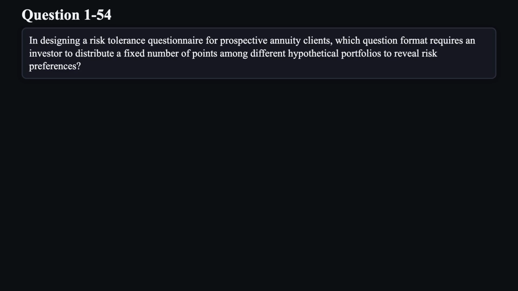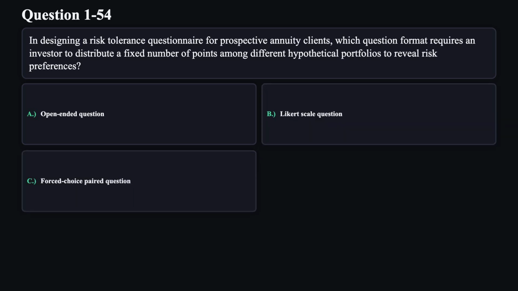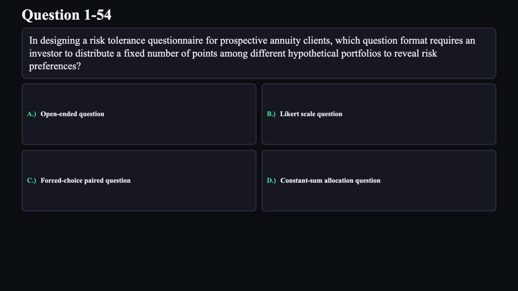Question 54. In designing a risk tolerance questionnaire for prospective annuity clients, which question format requires an investor to distribute a fixed number of points among different hypothetical portfolios to reveal risk preferences? A. Open-ended question. B. Likert scale question. C. Forced choice paired question. D. Constant sum allocation question.